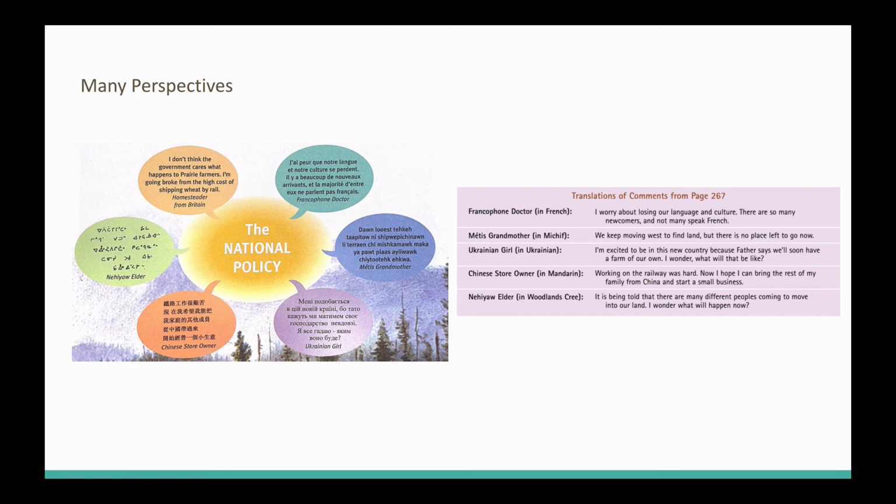A Métis grandmother: we keep moving west to find land, but there is no place left to go now. The national policy is encouraging immigrants to come and take up all of the land. The Canadian government sold the land to these immigrants.